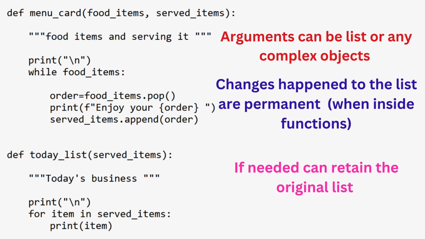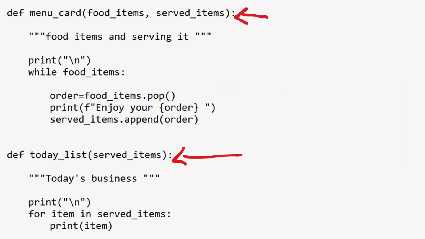Okay. And if we have to retain the original list from the changes, then we need to send a copy of the original list and not that list itself. Fine. Let's see all these functionalities in detail using this example. So see, this is that example.